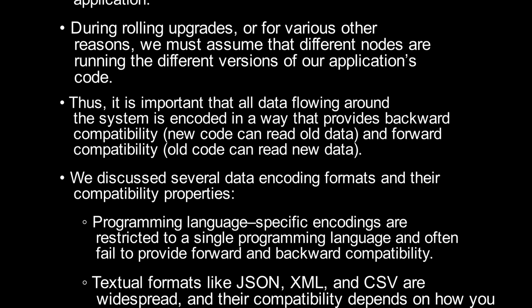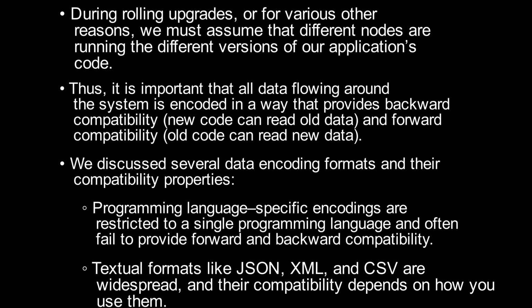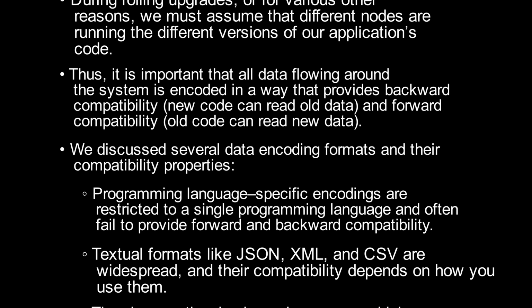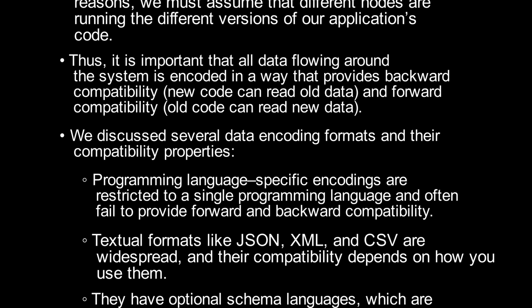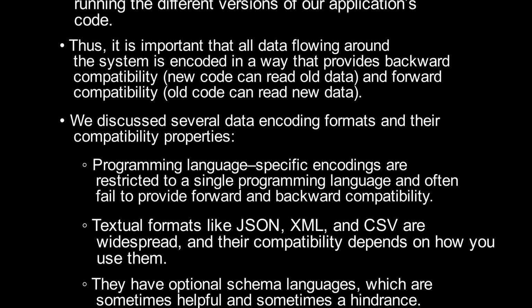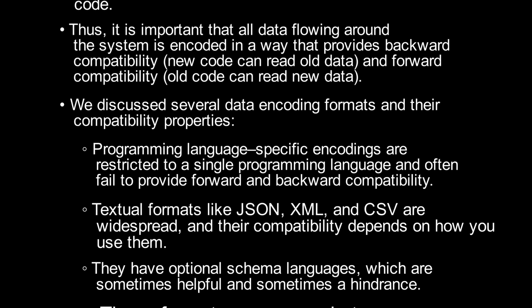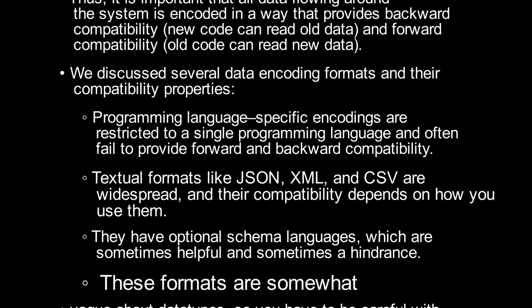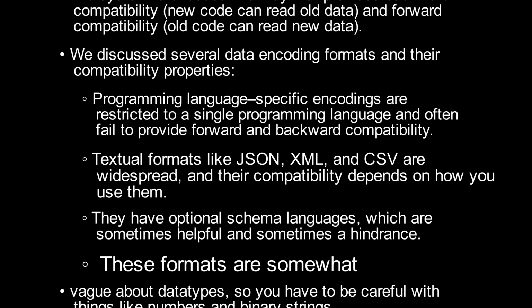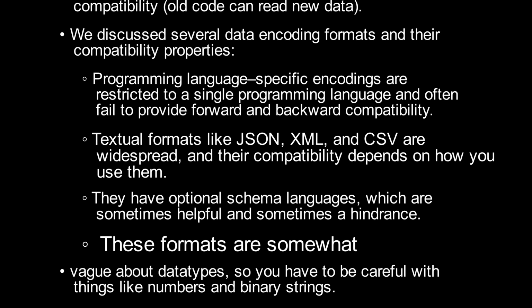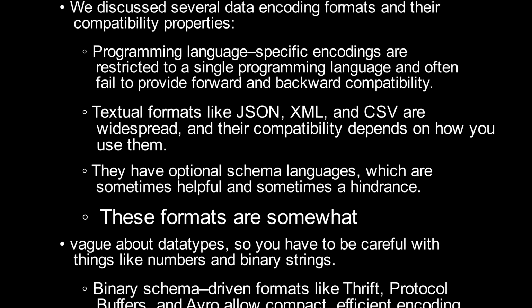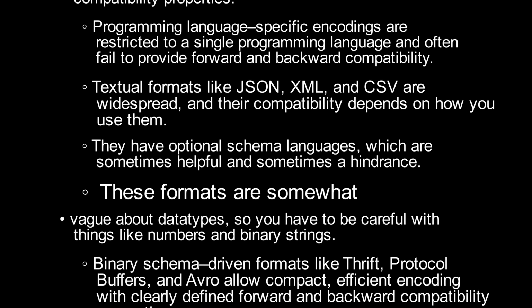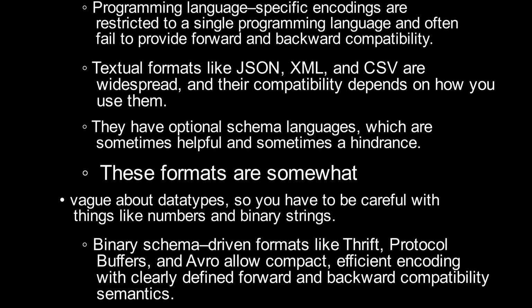Programming language-specific encodings are restricted to a single programming language and often fail to provide forward and backward compatibility. Textual formats like JSON, XML, and CSV are widespread, and their compatibility depends on how you use them. They have optional schema languages, which are sometimes helpful and sometimes a hindrance. These formats are somewhat vague about data types, so you have to be careful with things like numbers and binary strings.